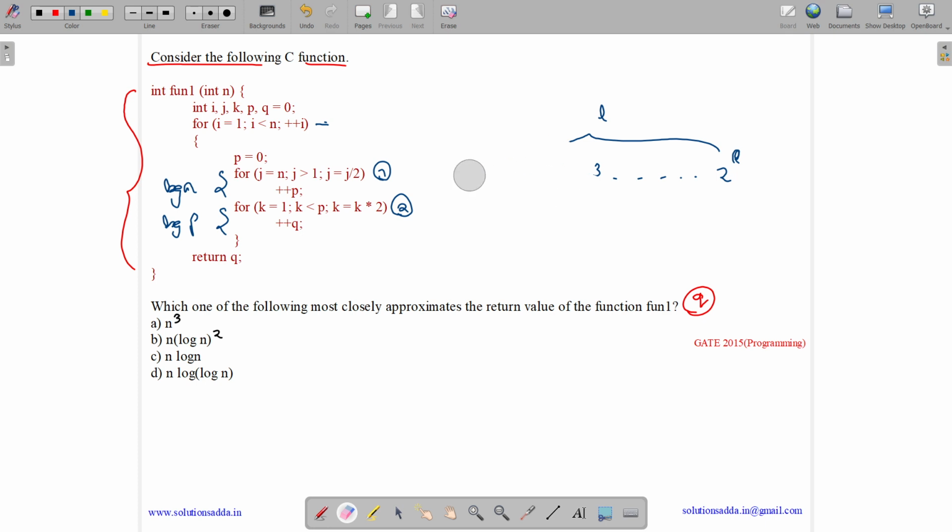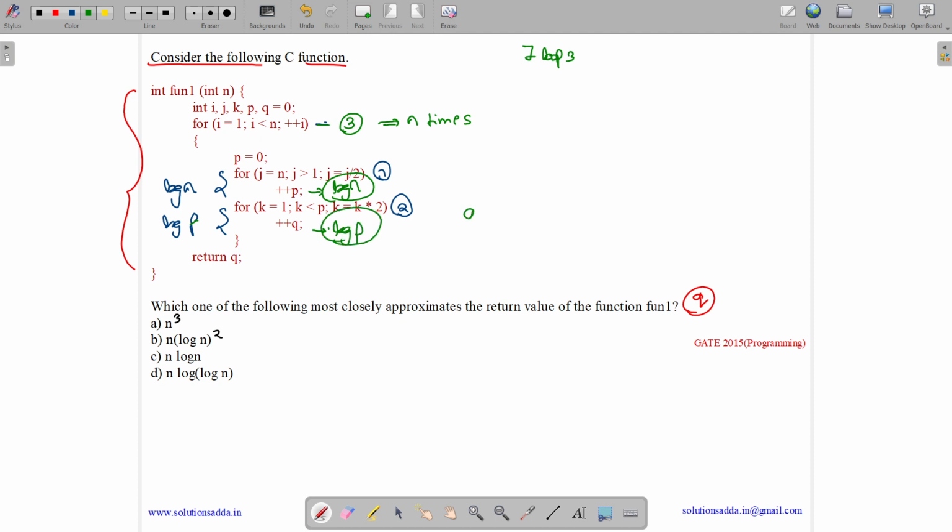Now let us see what is happening. How many times will this main loop run? Let us take it as loop 3. Loop 3 will run for i equals 1 to n, so it will run n times. Suppose we have the first iteration of loop 3. In this, first p will be initialized to 0. Then this will run n times, so p will be incremented by 1 each time. P will become equal to log n. Now this will run for log p times.